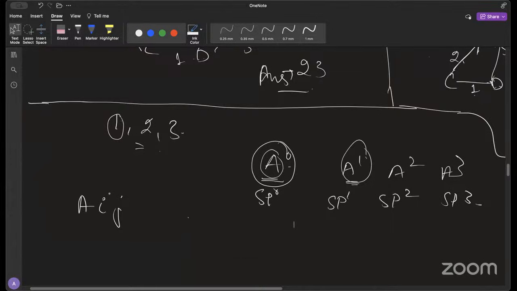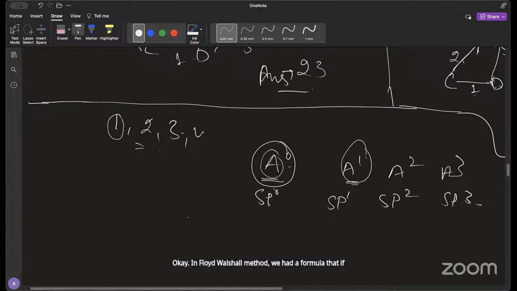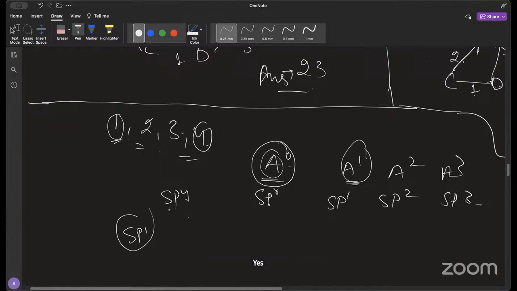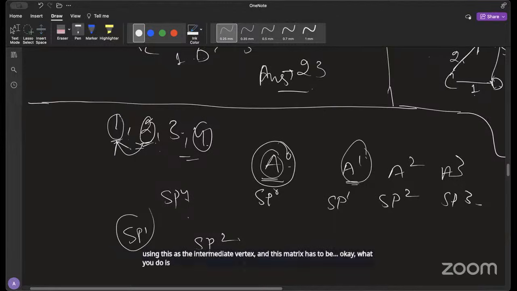But we didn't use to multiply things here, right? We used to, okay. In the Floyd-Warshall method, we had a formula: if you have these vertices and you have to find SP4, then you first find SP1 using this as the intermediate vertex. Then you find SP2 using this as the intermediate vertex.